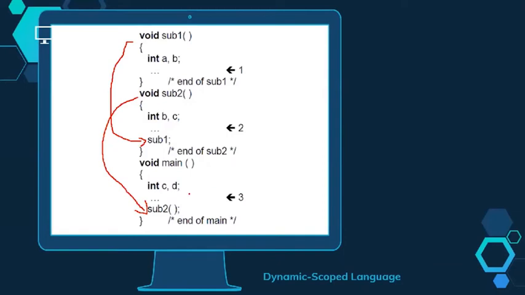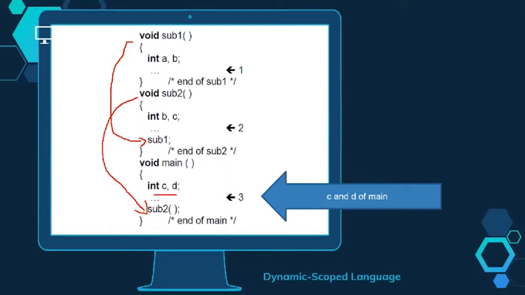Now, as you can see, main could only access these variables. And since main was not previously called by any function, it only has these variables as its referencing environment.